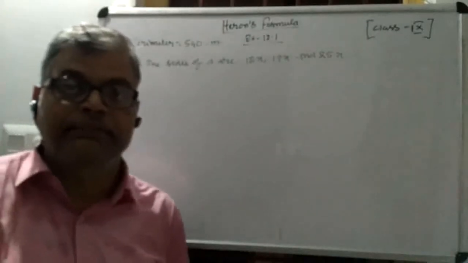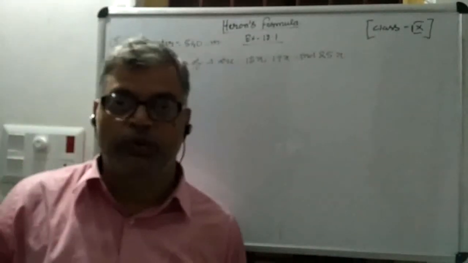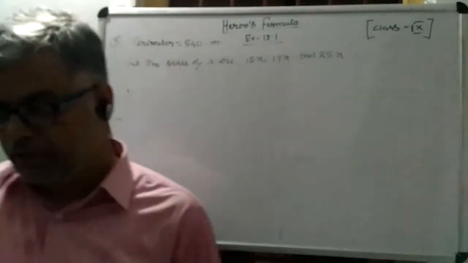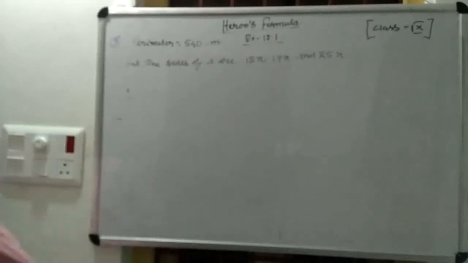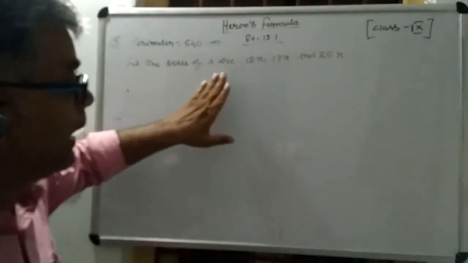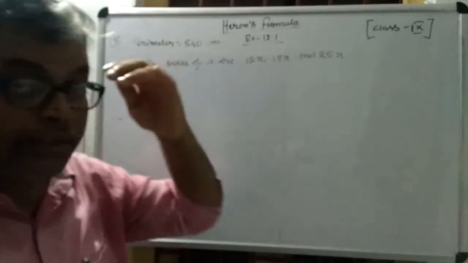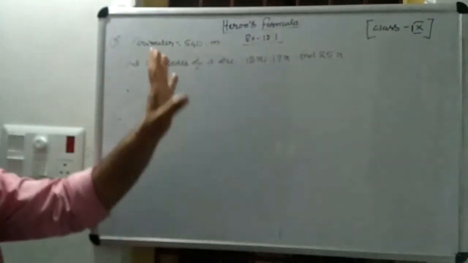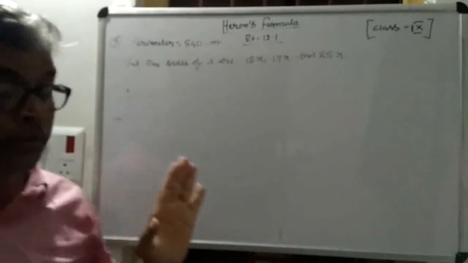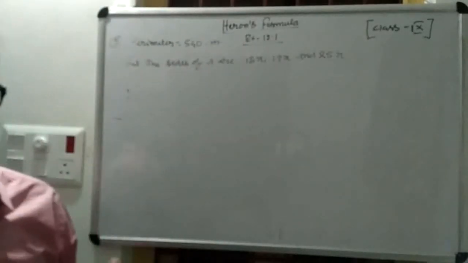Since the sides are given in the ratio, wherever the value is given in ratio form, you have to take a multiple of some variable. So we assume the multiple of x. So the sides are 12x, 17x and 25x. So in this way, now we have to calculate all three sides first of all.